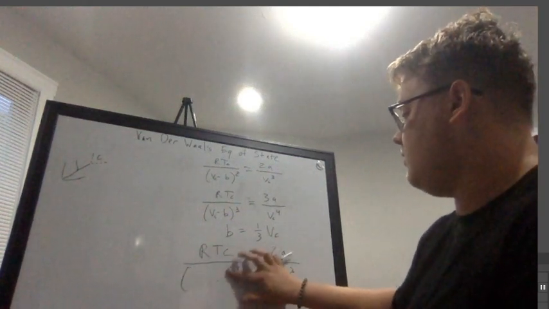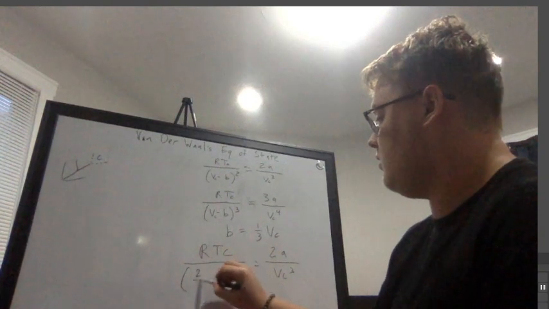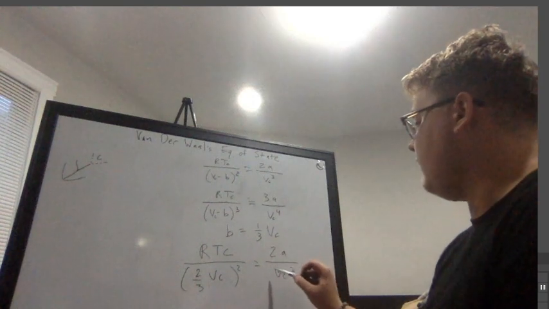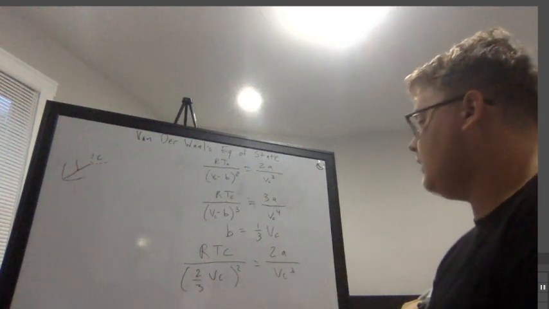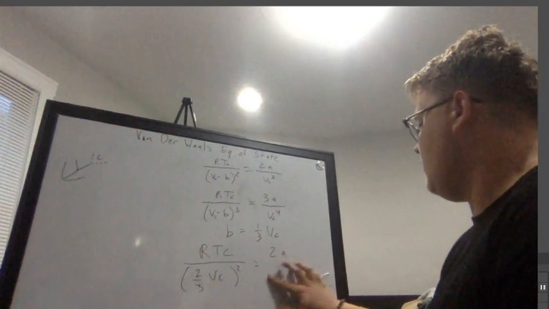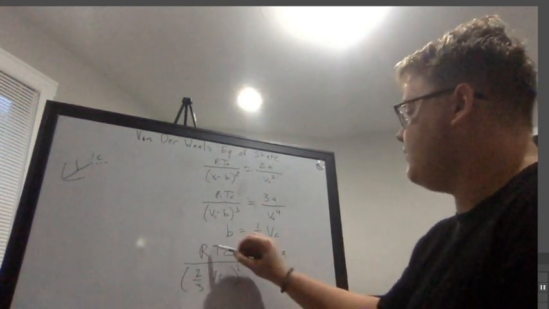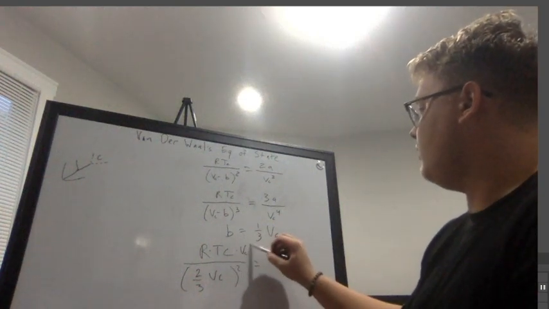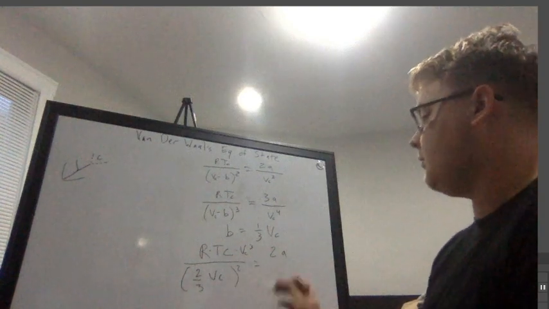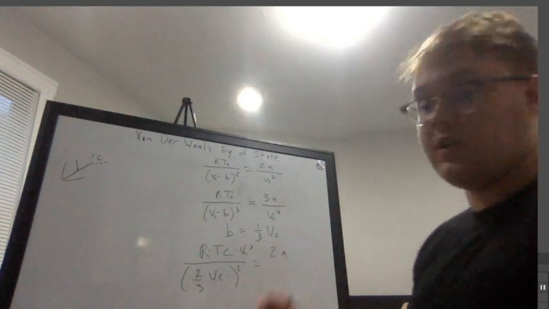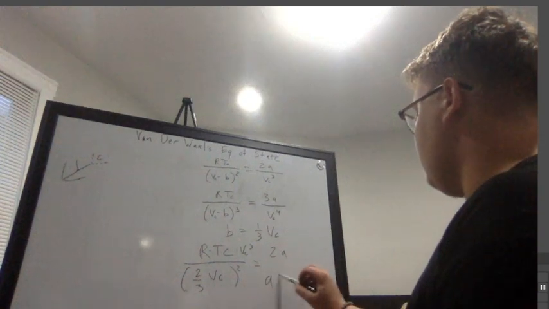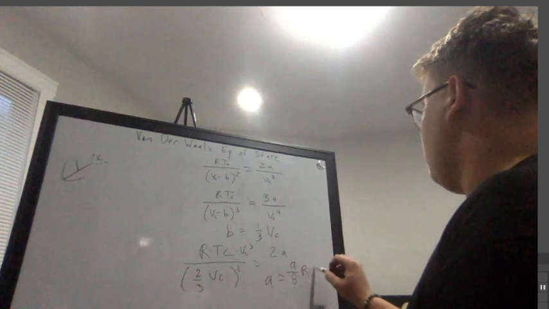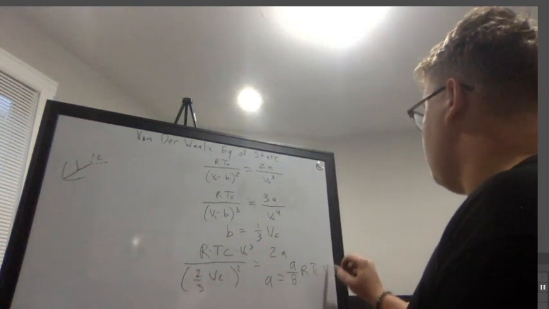That just becomes 2/3 volume critical. If I'm solving for A, I'm going to multiply volume critical cubed over here. So then I just have 2A is equal to R times temperature critical times volume critical cubed over 2/3 volume critical squared. And if I just clean this all up, I get A is equal to 9/8 times R times temperature critical times volume critical.